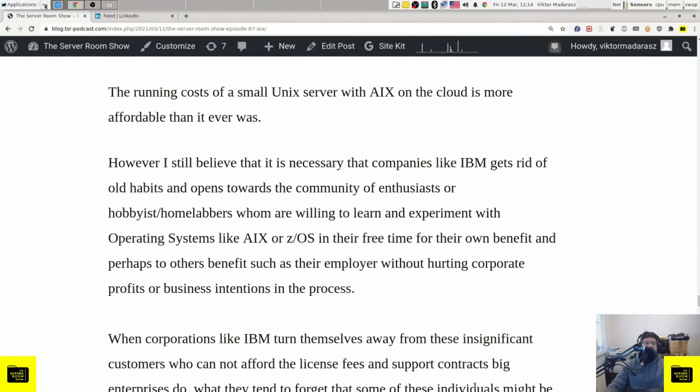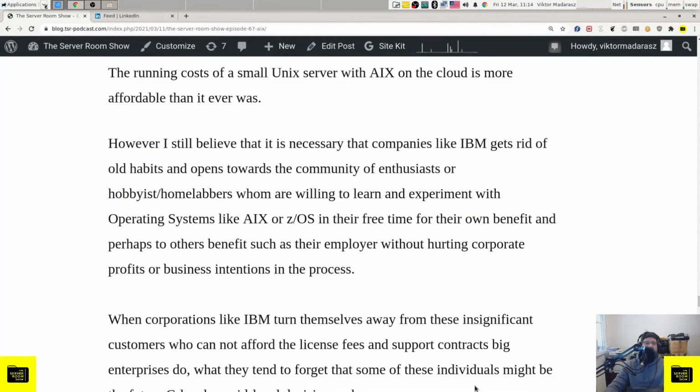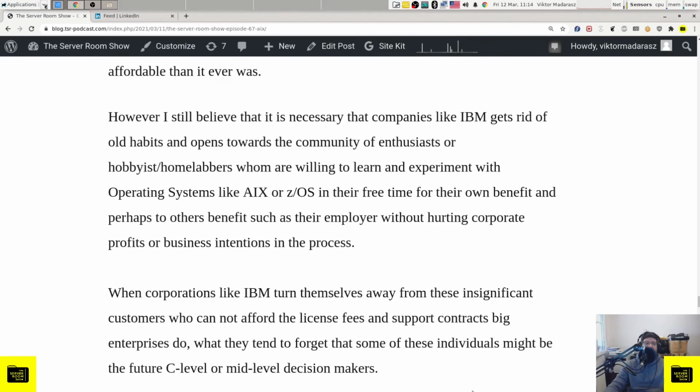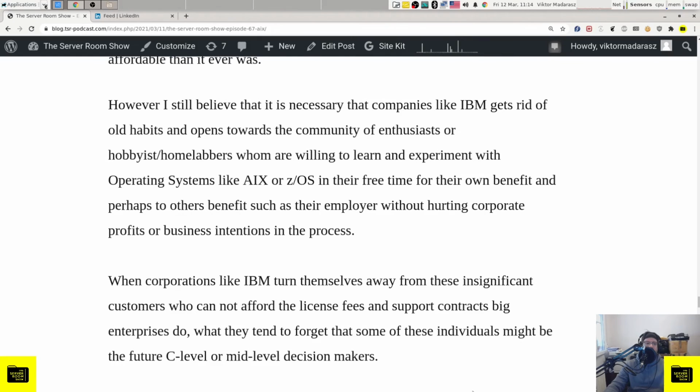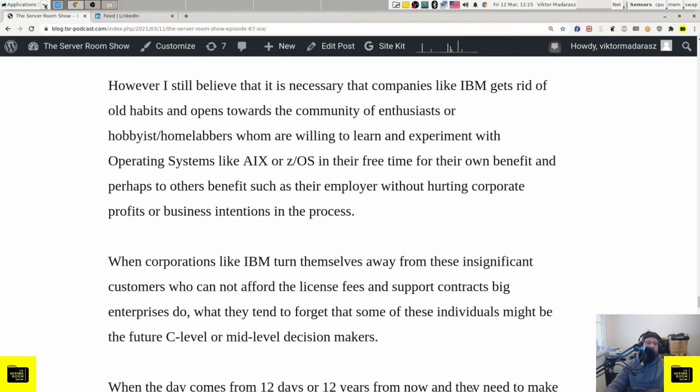The running costs of a small Unix server with AIX on the cloud is more affordable than it ever was, thanks to Andrey for showing me this route. I believed that my only way into AIX was to purchase some quite expensive, big and heavy IBM Power hardware to start my journey in AIX. So thank you, Andrey, for that.